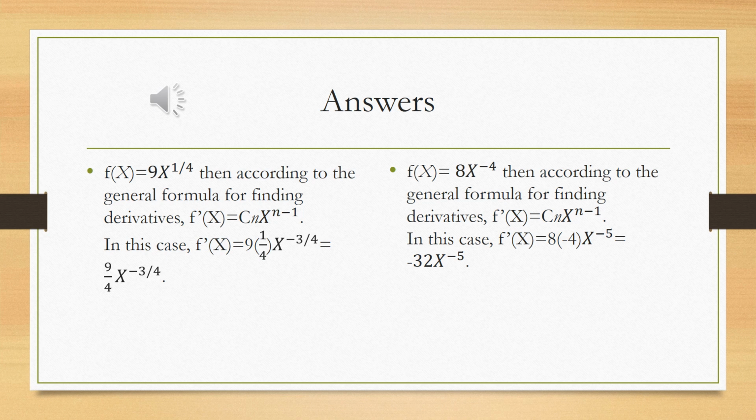If f of x equals 8x to the power minus 4, then according to the general formula for finding derivatives, f prime of x equals 8 times minus 4 x to the power minus 5, which is minus 32 x to the power minus 5.